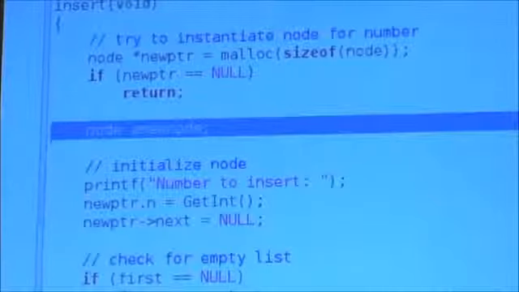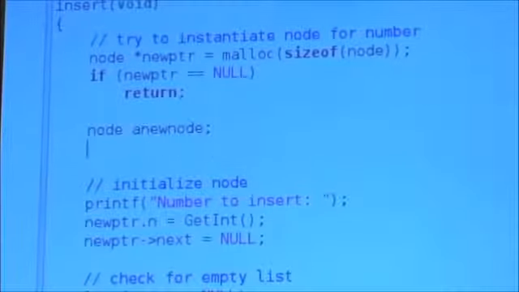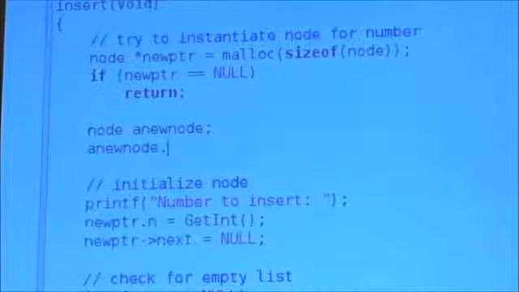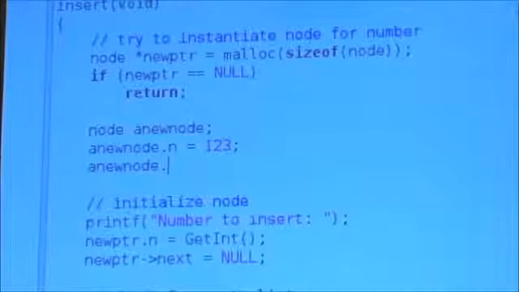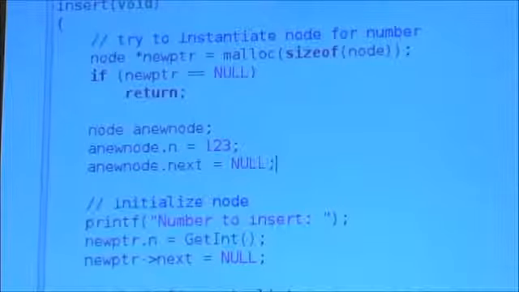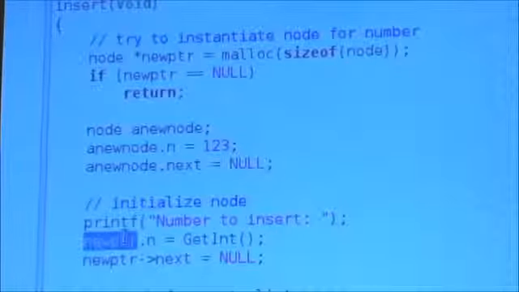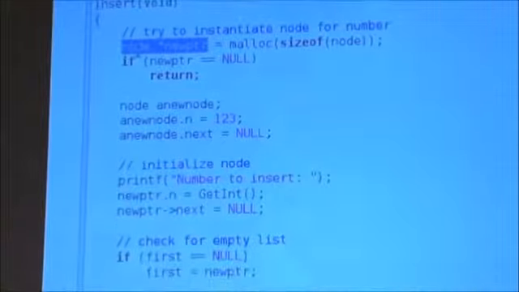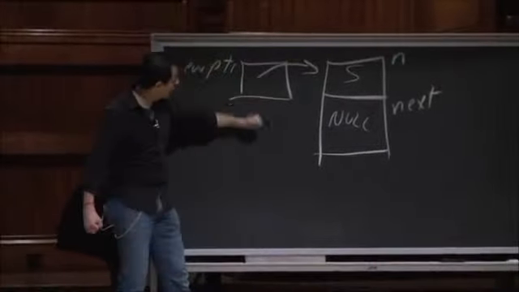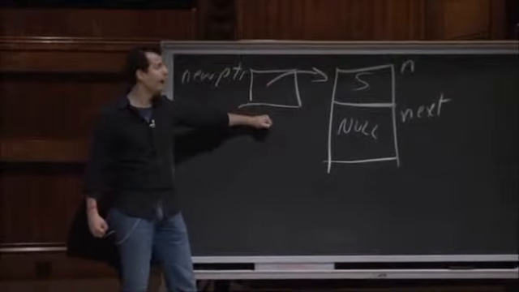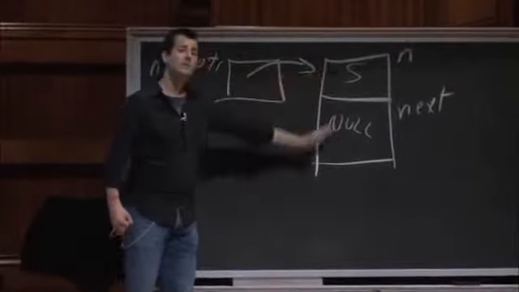type, so struct a new node, that is something that I could do this notation on. A new node dot n gets 1, 2, 3, and then a new node dot next gets null. But I didn't do that because new pointer is what? Well, it's an address. So just like this picture suggests, it's a pointer pointing at a struct. So I need to not use the dot because, look, there is no n or next field in this value. I have to follow the arrow to get here.